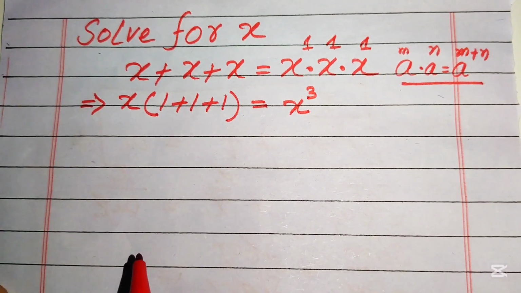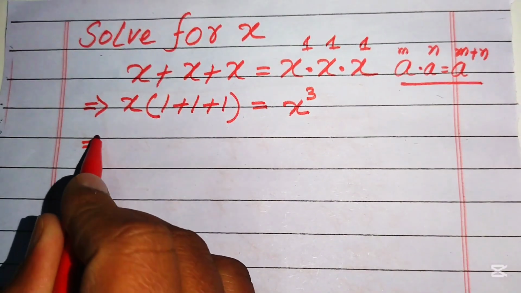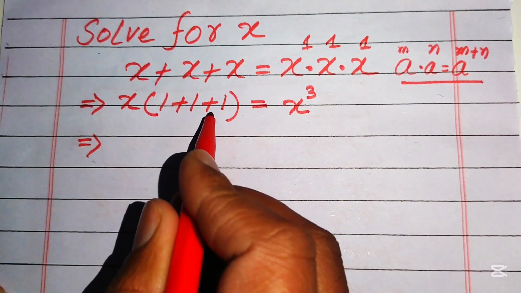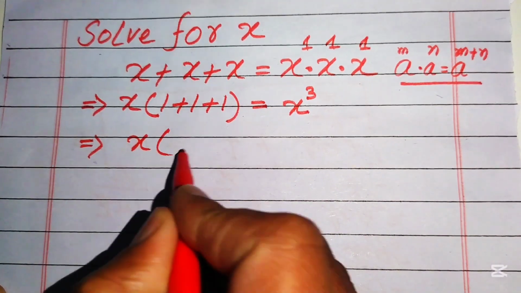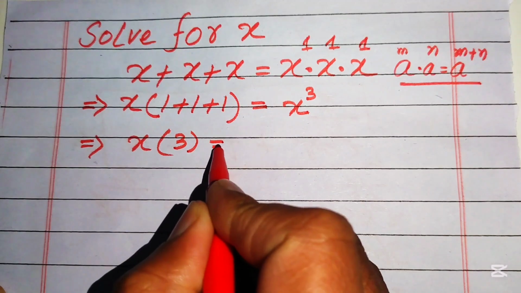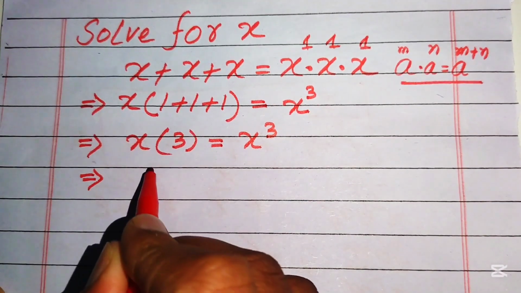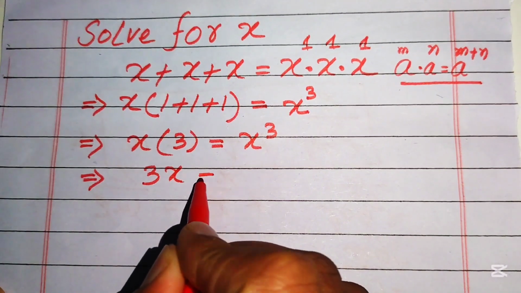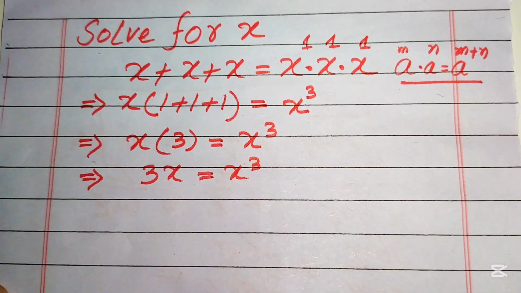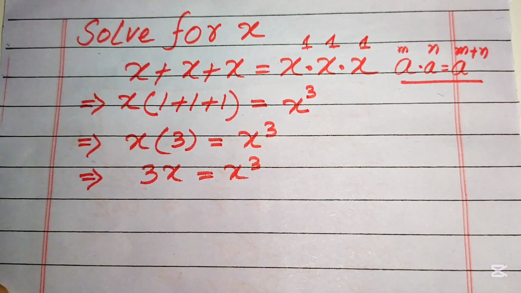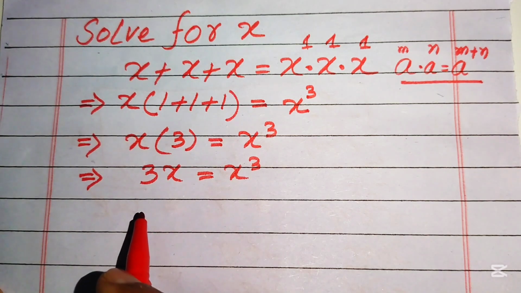Okay, so further you see here, in the left hand side we have 1 plus 1 plus 1 becomes 3, so we write it as x into 3 equals x cubed. So here we write this term as 3x equals x cubed. So this shows that this equation becomes a cubic equation.